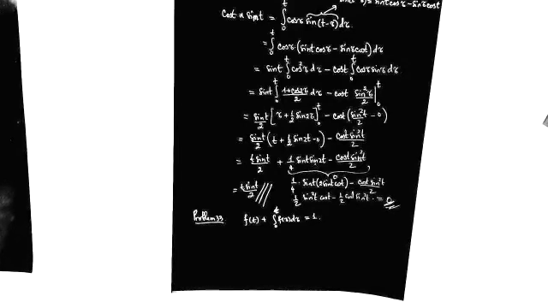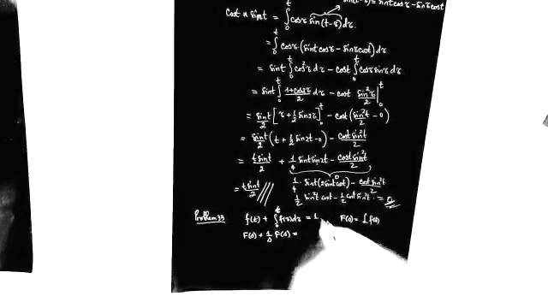Anyone with something to share? You take the Laplace transform of f of t, which is F of s. And then you take the Laplace transform of the integral, which would be 1 over s times F of s. And then you take the Laplace transform of 1, which is 1 over s. Correct.